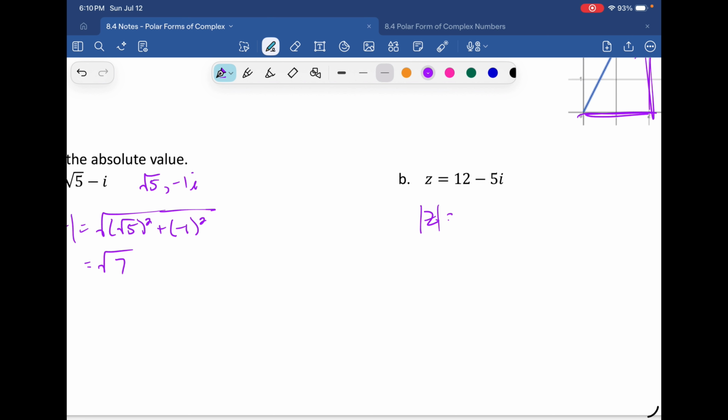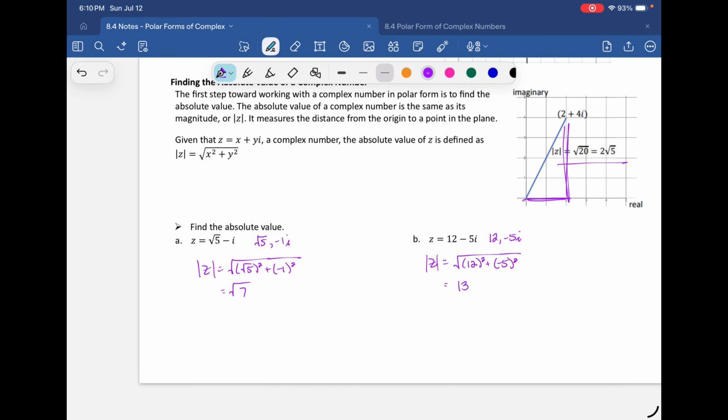Absolute value of z here. We have the real, we have the imaginary. And again, we just use the coefficient. Well, it's going to be 13.